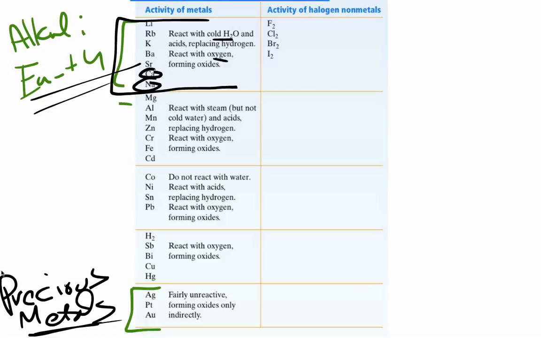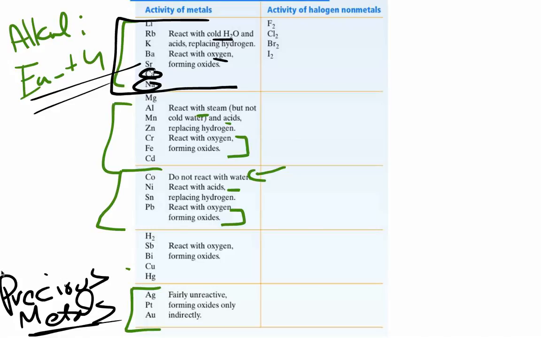Our next step down, notice, they'll react with steam, with hot water, because there's enough activation energy, and with acids, and they'll react with oxygen forming oxides. These reactions are not going to be as vigorous. Once we go down to things like cobalt, nickel, lead, again, they will rust, they'll form oxides, they will react with acids, but they're not going to react with water now. So we're stepping down the reactivity series.